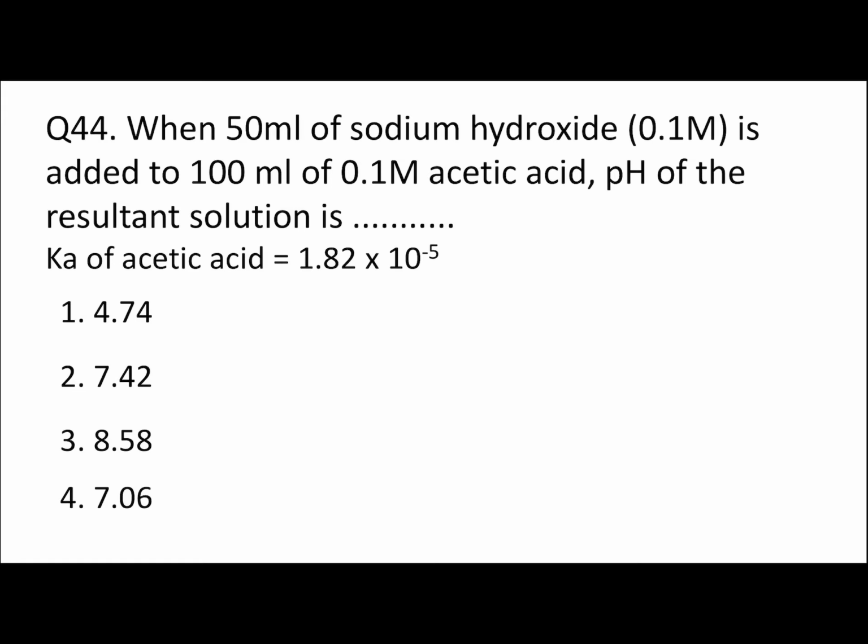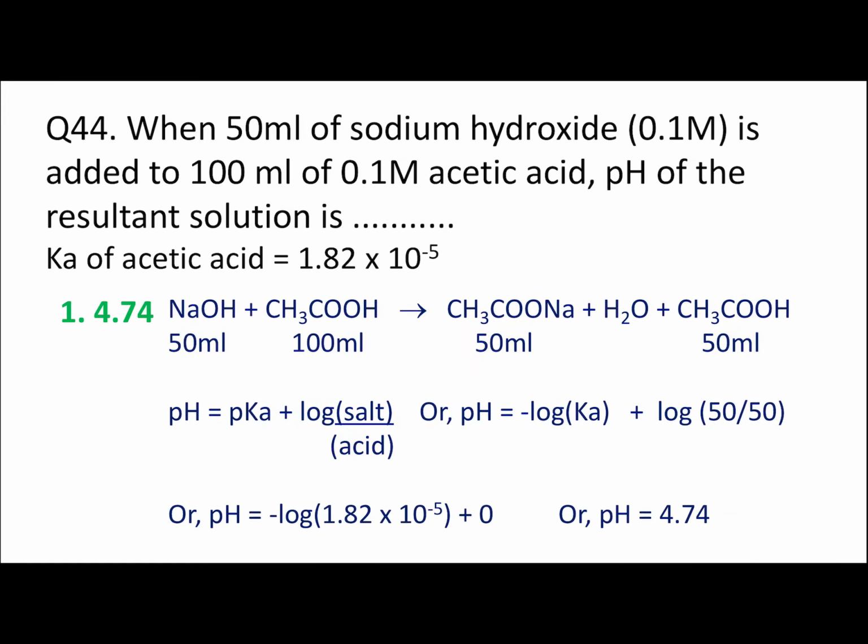Let's see, here the right answer is 4.74, and let's see how. Here sodium hydroxide is 50 ml and acetic acid is 100 ml, and if they both react in equimolar conditions, then still 50 ml of acetic acid will remain in the solution, and 50 ml will be converted to sodium acetate. So now there is equimolar concentration of acid and its salt.